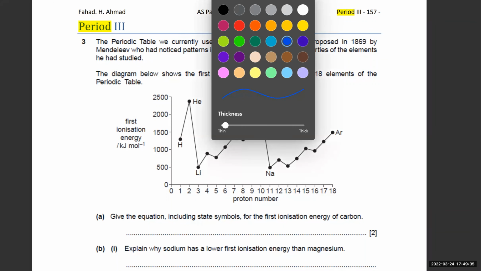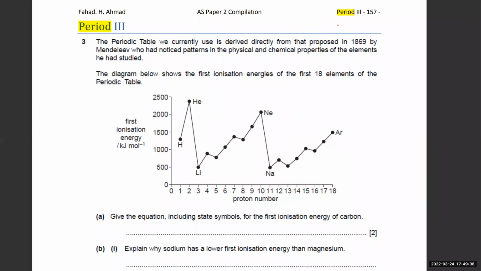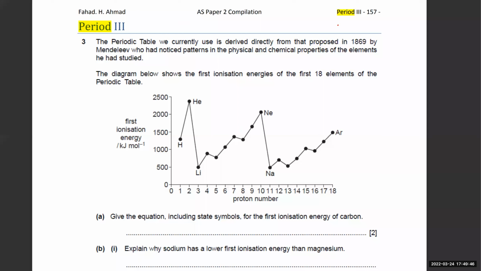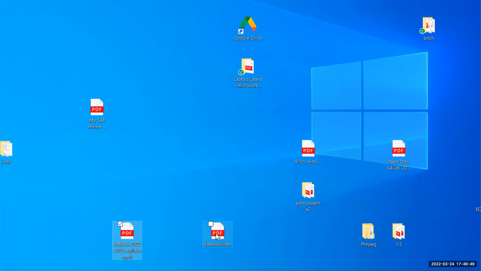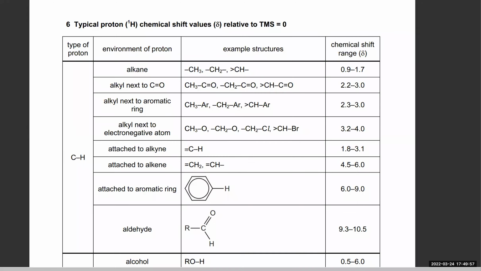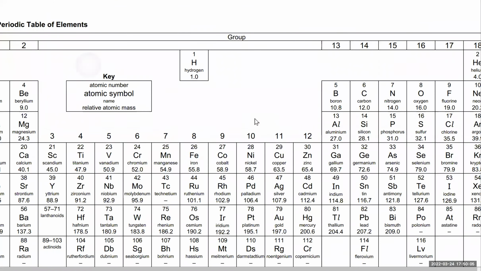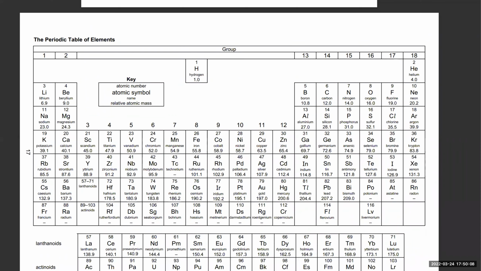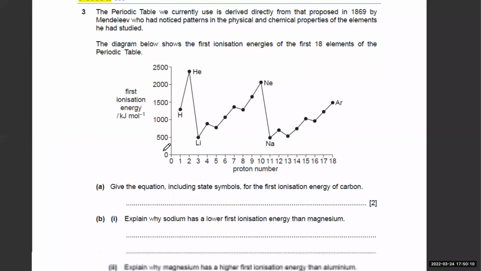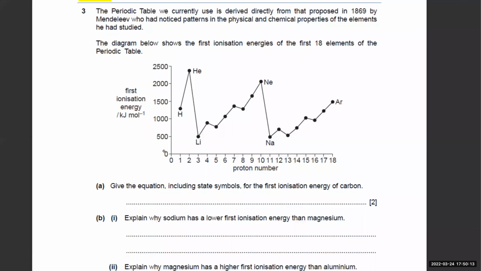So starting with the first thing, remember period 3 also includes ionization energy. The first part is what happens when you move across the period. Let me also open a periodic table. So this is period 3, the third row. Starting with the first question: give the equation, including state symbols, for the first ionization energy of carbon.